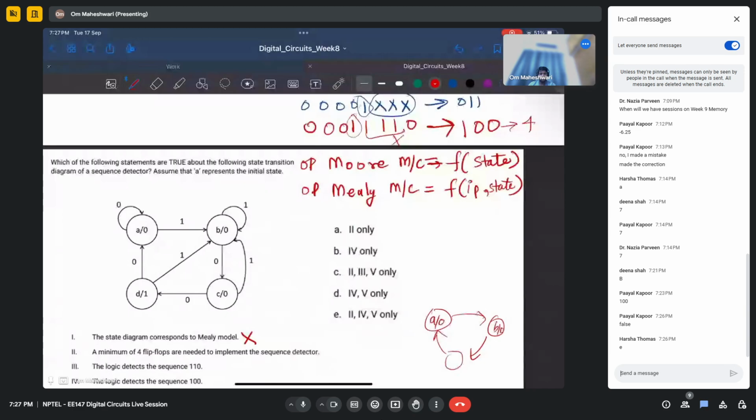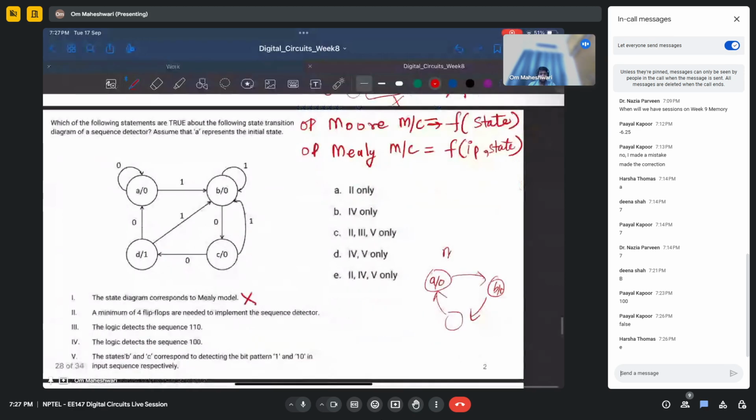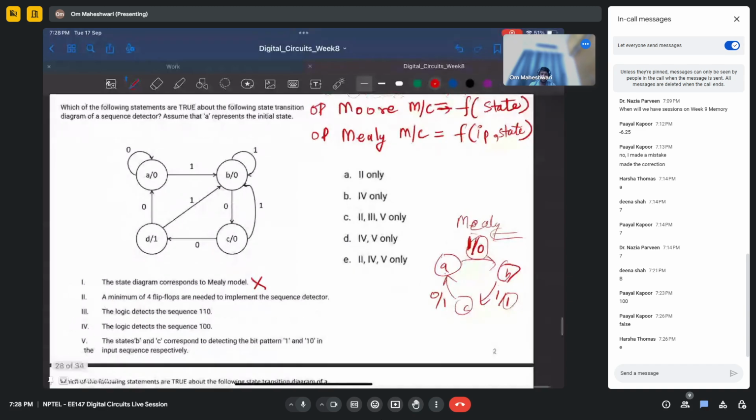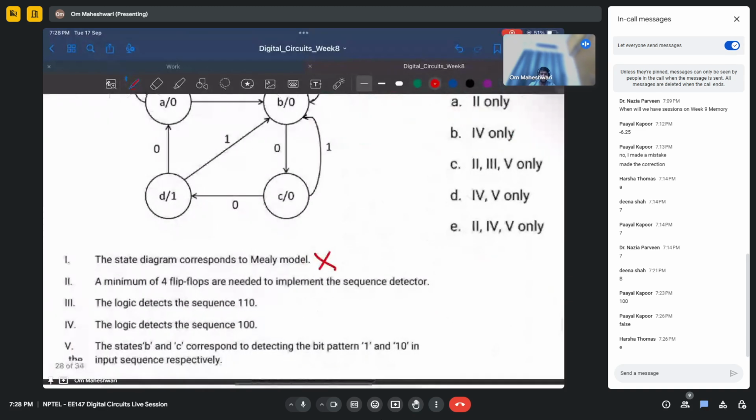This is Moore. In Mealy, it will be something like we have these states A, B, C. Your output we write over the arrows. With input, output is changing. So we write the output over the arrows, because now output is changing with input. This is how we represent Mealy machines generally. We'll come to this later. Okay. So first option is incorrect. This is a Moore machine.